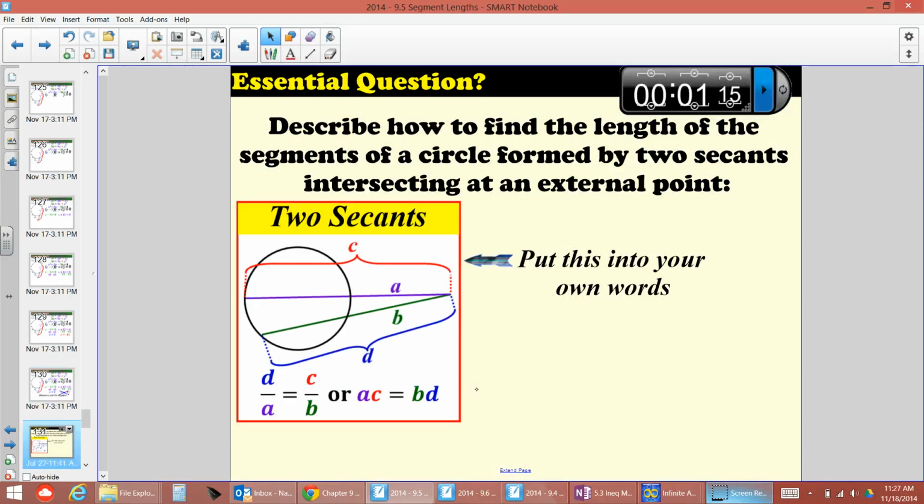Okay. So we're going to describe how to find the length of the segments of a circle formed by two secants intersecting at external points. Put this into your own words. Basically, I want you to describe this ratio and this setup in your own words. Don't just put AC equals BD. But one part of the secant times the full secant is equal to one part of the secant times the full secant. Somehow put it in your own words.